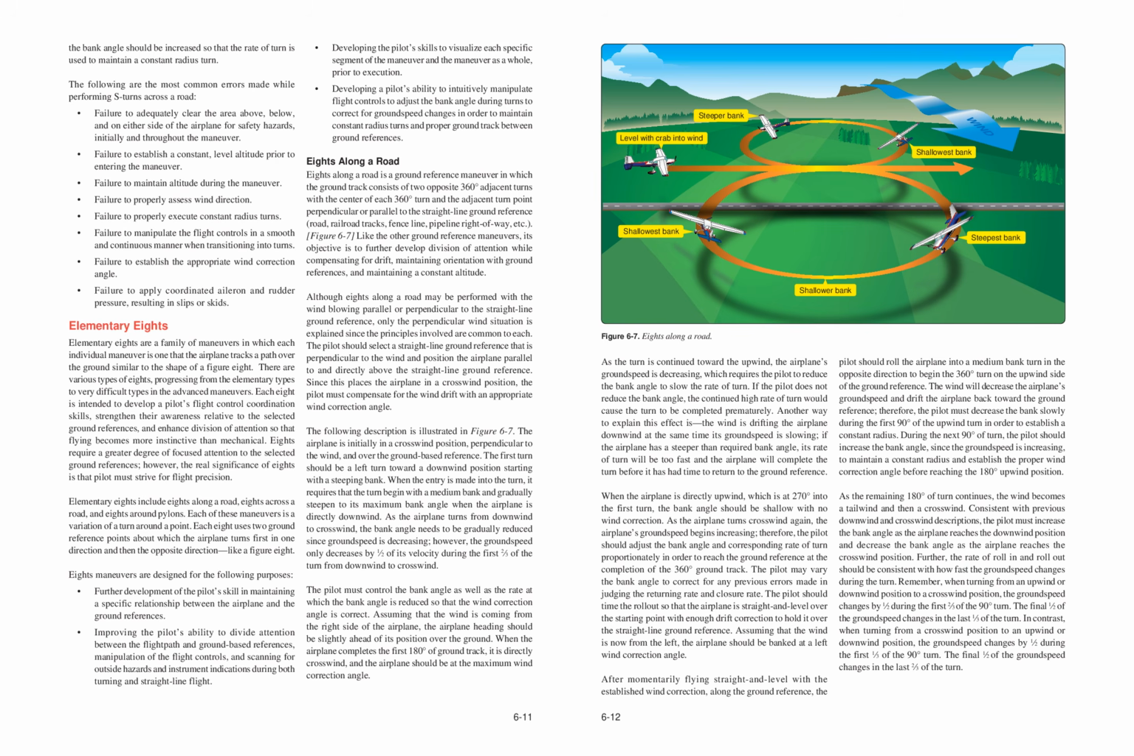As the airplane turns from downwind to crosswind, the bank angle needs to be gradually reduced since ground speed is decreasing. However, the ground speed only decreases by half of its velocity during the first two-thirds of the turn from downwind to crosswind. The pilot must control the bank angle as well as the rate at which the bank angle is reduced so that the wind correction angle is correct. Assuming that the wind is coming from the right side of the airplane, heading should be slightly ahead of its position over the ground. When the airplane completes the first 180 degrees of ground track, it is directly crosswind, and the airplane should be at the maximum wind correction angle.